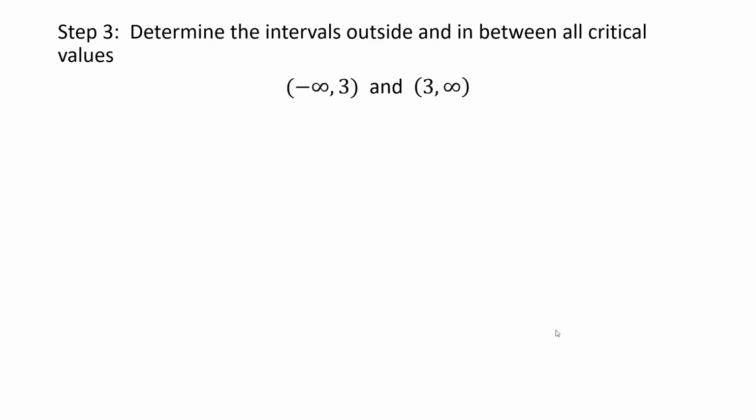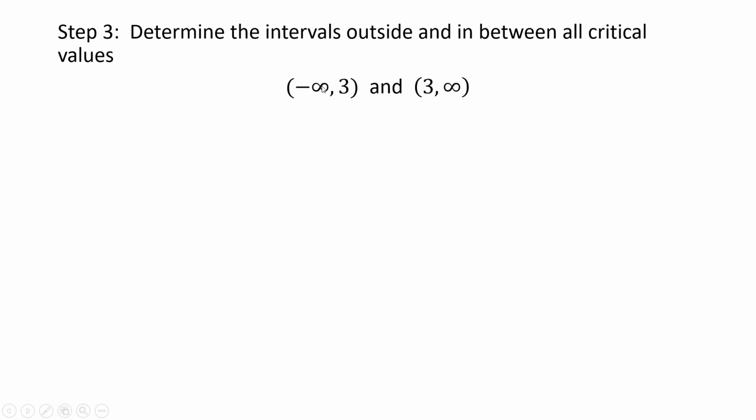So these intervals here are the intervals where our function is either increasing or decreasing. On this entire interval, either my original function is increasing on that entire interval or decreasing on that entire interval. On this interval right here, 3 to infinity, either my entire function is increasing on that interval or decreasing on that interval. Because the only place that my function could change from increasing to decreasing or decreasing to increasing is at the critical value, and the only critical value I have is 3.